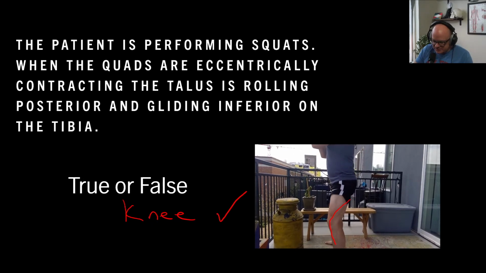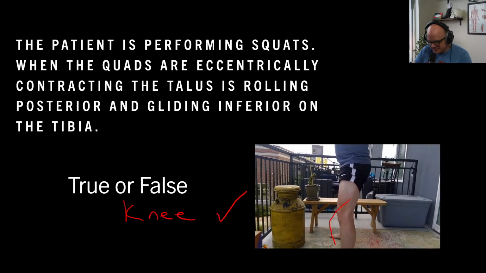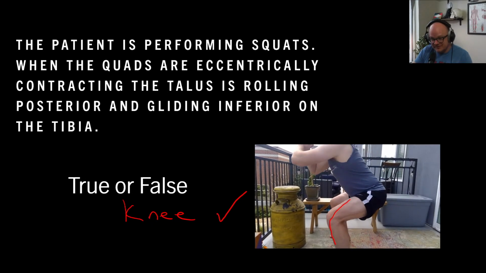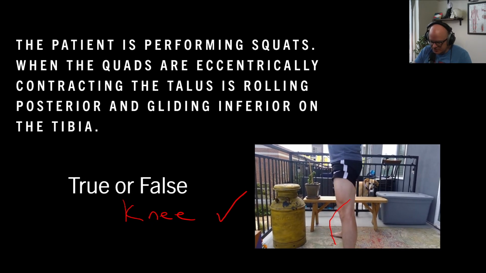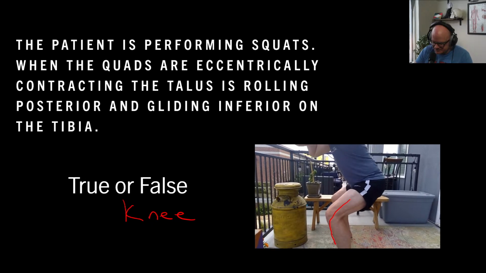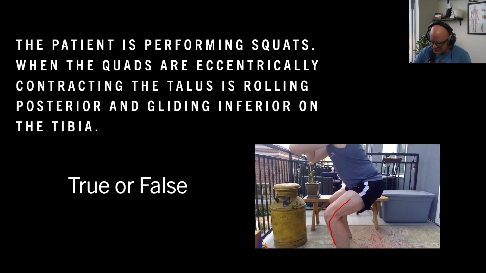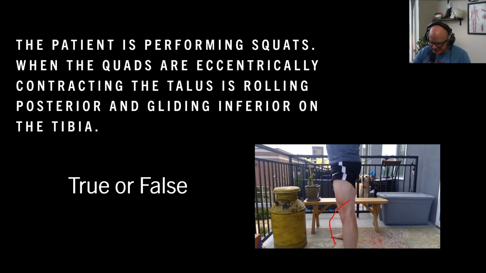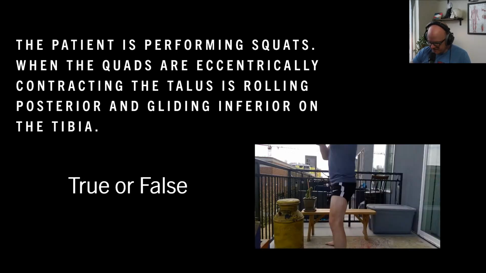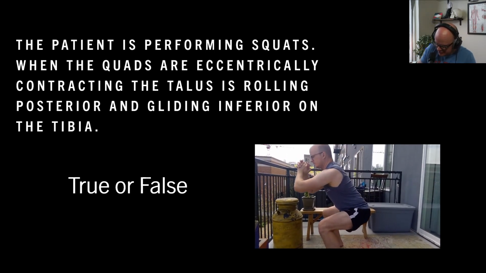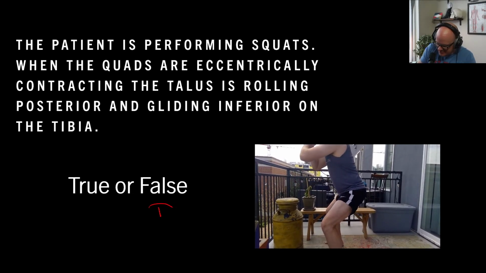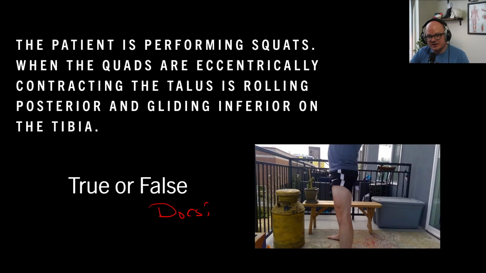So when the quads are eccentrically contracting, the talus, oh no, down at the ankle, the talus, and if you didn't know that, guess what? You need to study joints. No big deal. The talus is rolling posterior and gliding inferior on the tibia. I don't have a zoom in on my ankle here, but when the knees are flexing, we're going down, so we need to think about what motion's occurring at the ankle. When I'm going down, the motion that's occurring at the ankle is a slight bit of dorsiflexion. You can see that tibia is a little anterior there, so we have dorsiflexion occurring at the ankle.